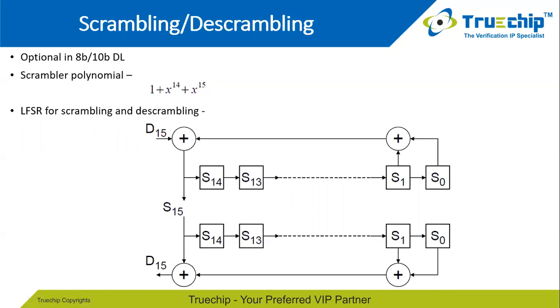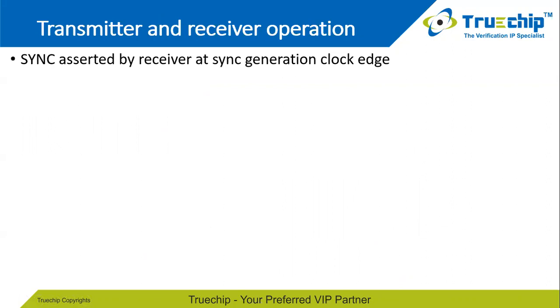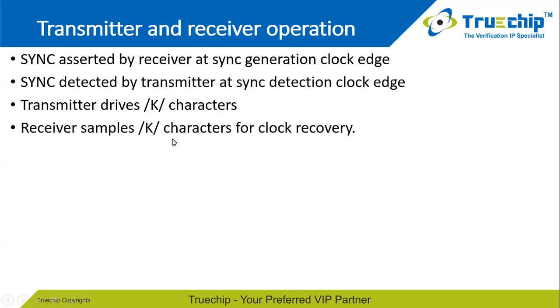So moving on to the next slide, here we are going to discuss the transmitter and receiver operations in the 8-bit NV link layer. Initially, sync request is asserted by the receiver at the sync generation clock edge. The transmitter then samples the sync signal on the sync detection clock edge. Upon reception of the sync signal for at least 4 detection clock periods, the transmitter interprets the sync as a synchronization request. The transmitter then writes K characters for the receiver to perform clock recovery and also for the code group synchronization, which we will discuss in the upcoming slides.